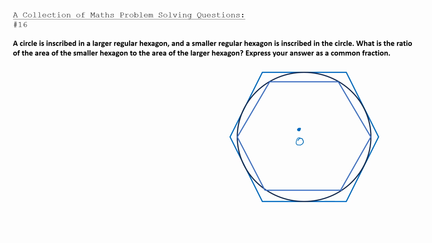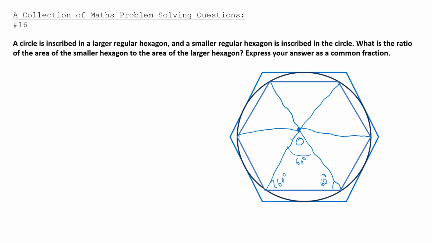And from O, if I draw a line joining the vertices of the smaller hexagon, I divide the hexagon into 6 equilateral triangles. Why are these triangles equilateral? Simply because the interior angles of a hexagon are 120 degrees, and these triangles will have angles of 60 degrees. So that's 60 degrees as well. So this is an equilateral triangle.